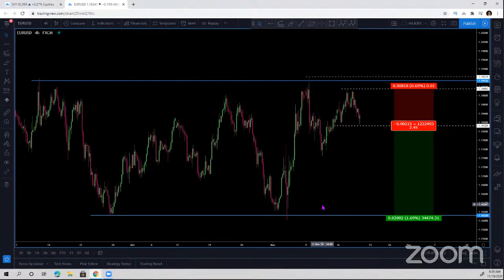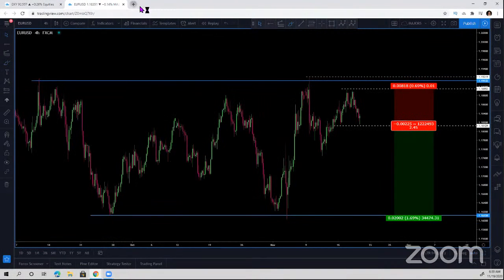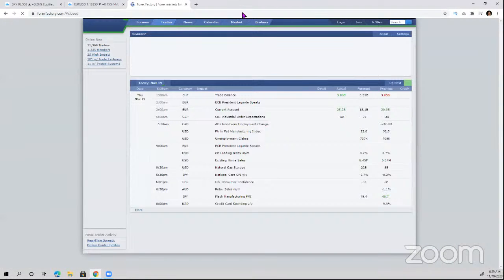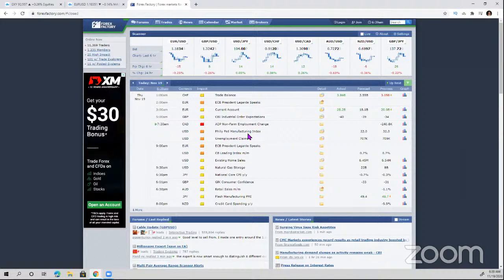So my play on a strong dollar for the end of the week would be exactly that, the short on the Euro USD. Now let's have a look at the calendar. We have the Canadian ADP non-farm employment change today, and well, there's nothing going on the US side. Well, we have unemployment claims and the Philly Fed manufacturing index.